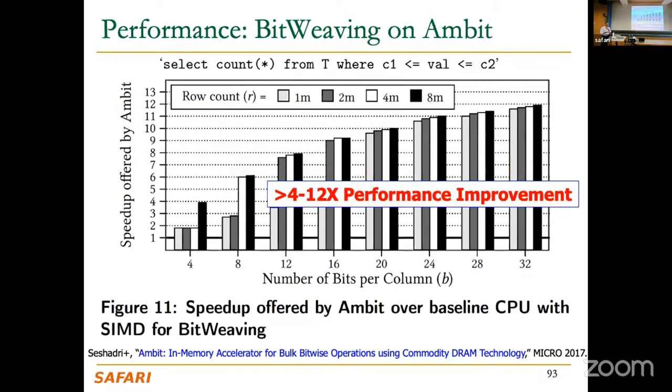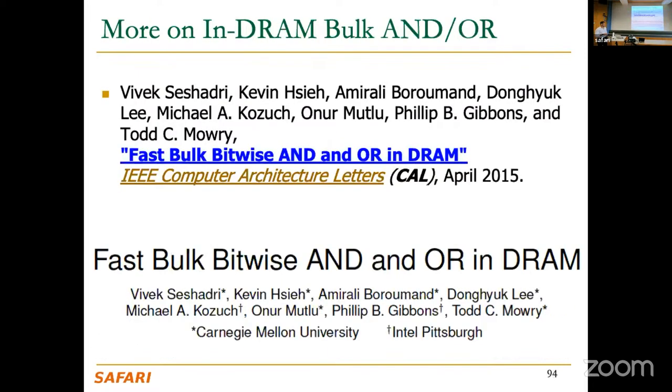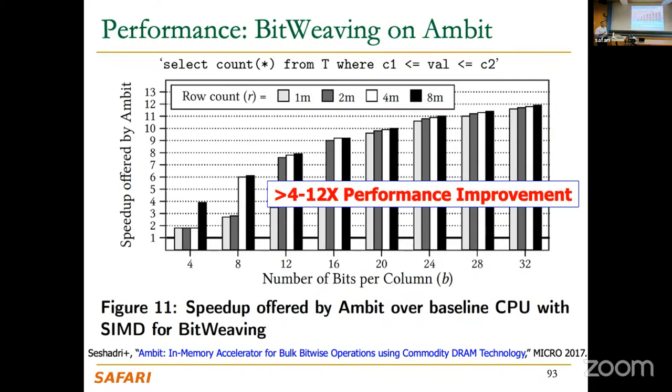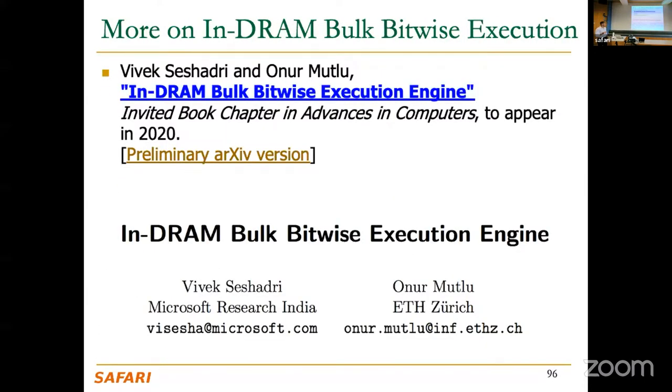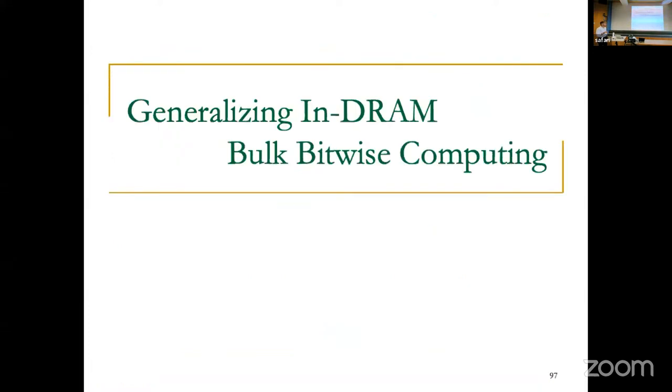This is another application. This is a database application called BitWeaving. Again, you have a query here that you are counting some particular fields. And again, you can see that the speedup that Ambit offers on top of the CPU is really large. There is a lot of this in homework. I don't know if you guys already did homework one. I guess there are a bunch of questions related to this in homework one, with BitWeaving and Ambit, mapping this for Ambit. So this is the Ambit paper. Is there any question related to that, on how this is being done?